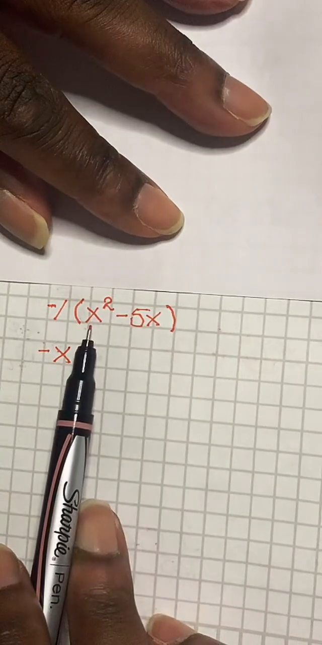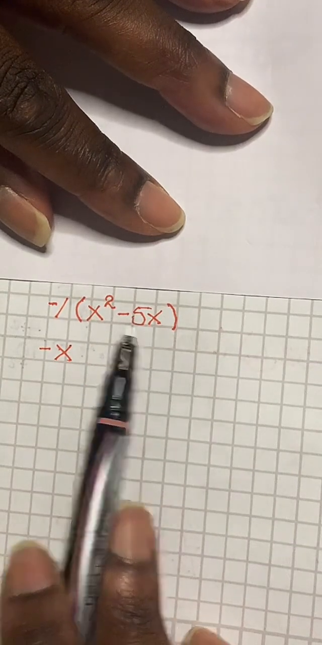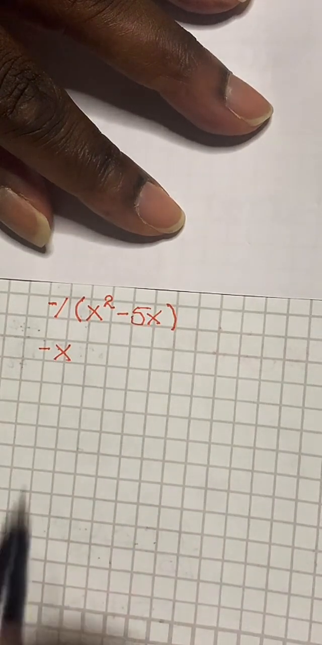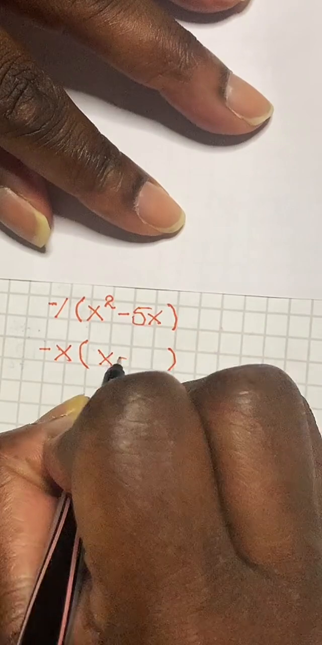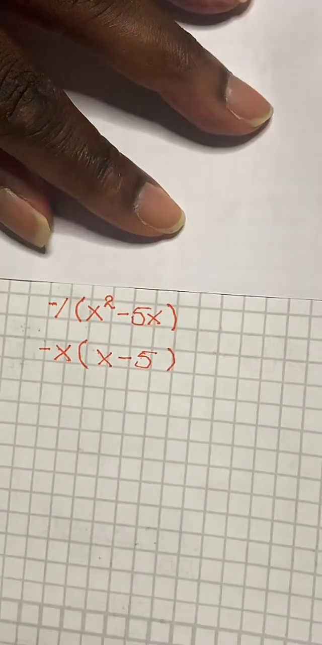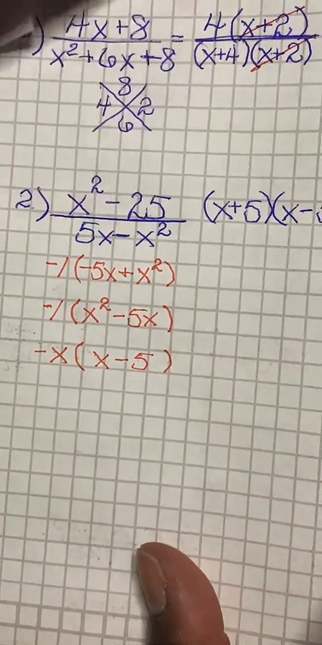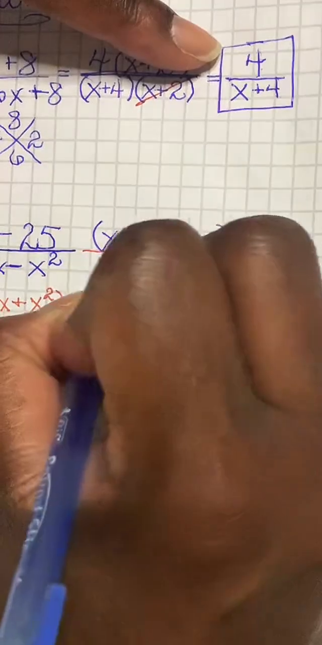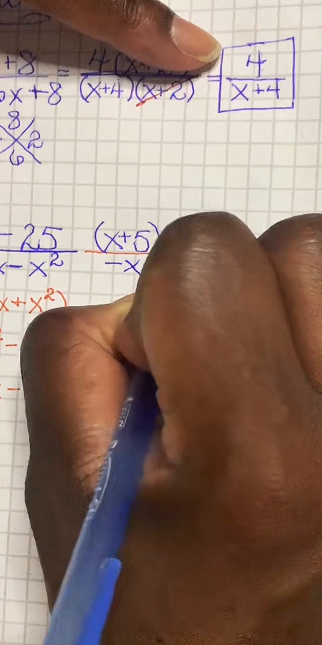The reason why I'm able to factor out an x is because there's an x squared here and there's a 5x here. Both terms have at least one x in common. So when I factor that out, I'm going to get x minus 5. All right. So now this is going to go under as our denominator over here. So it's negative x, parenthesis, x minus 5.